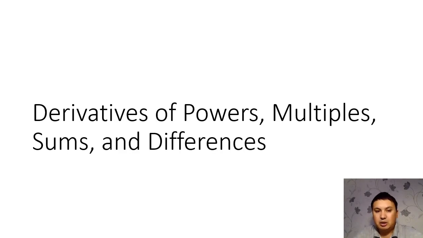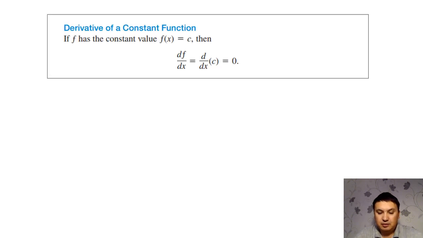So, derivative of powers, multiples, sums, and differences. The first one is the constant function. So what is the derivative of a constant function? It's 0. Let's quickly see it. Here is a brief proof.